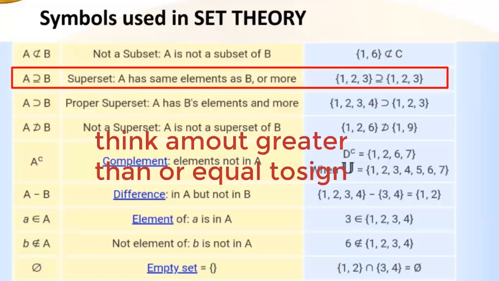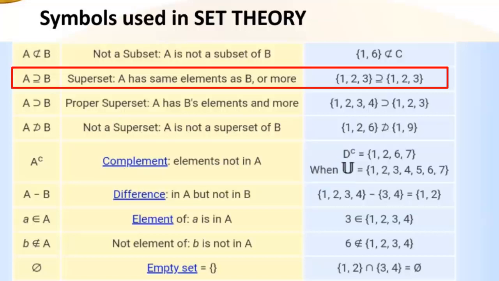And the next one we have there means A is a superset of B. So when you have the sign turning to the left, like the C sign turning to the left, it means superset. It means A has the same elements as B or more. So if B has 1, 2, 3, A could have 1, 1, 2, 2, 3, 3. You notice it's almost the same thing, but A has two 1s, two 2s, and two 3s. So that's just the difference there.